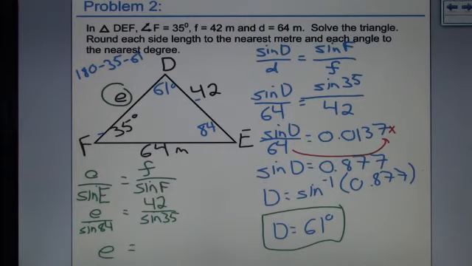And this time I'm just going to go ahead and solve it. I get 73 meters. I'd recommend you try in your calculator, see if you can arrive at the same conclusion.